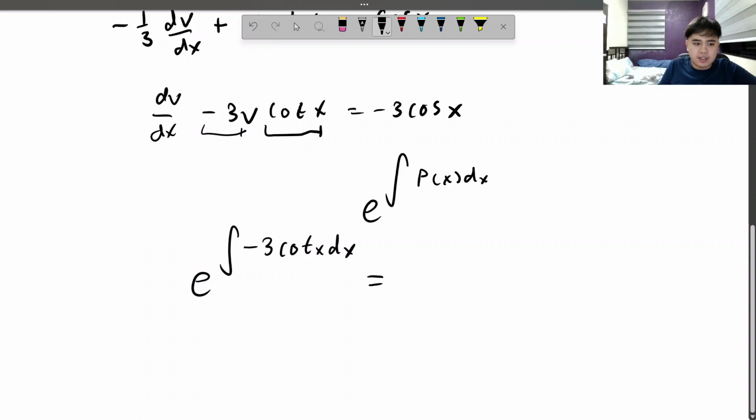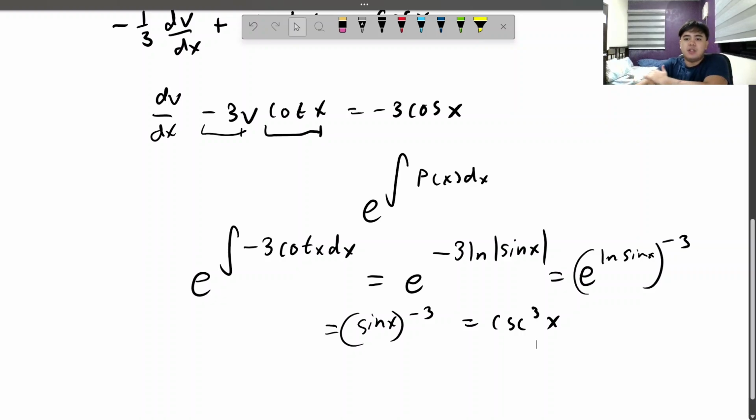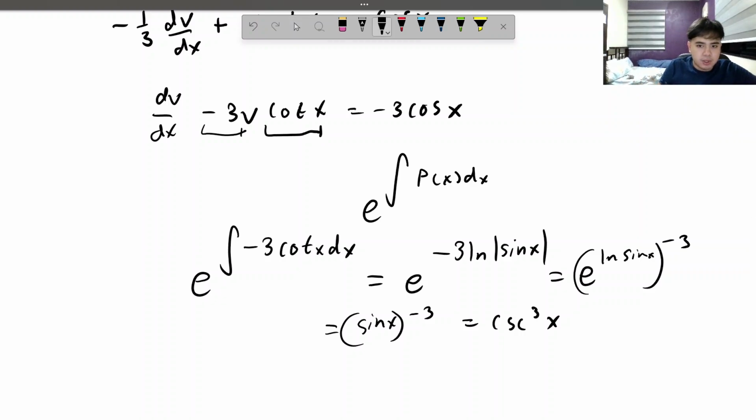And if you need a reminder, this is negative 3 ln of sine x, which can be thought of as e to the ln sine x, and then to the power negative 3, which is sine x to the power negative 3, or this could be cosecant cubed x. From here, let's multiply cosecant cubed x to the original. We get this.